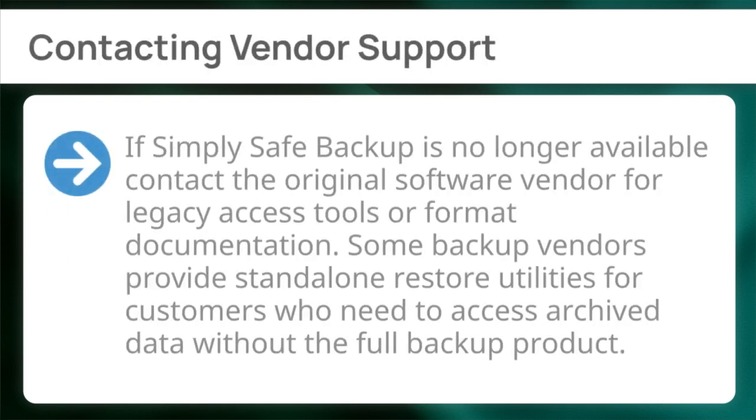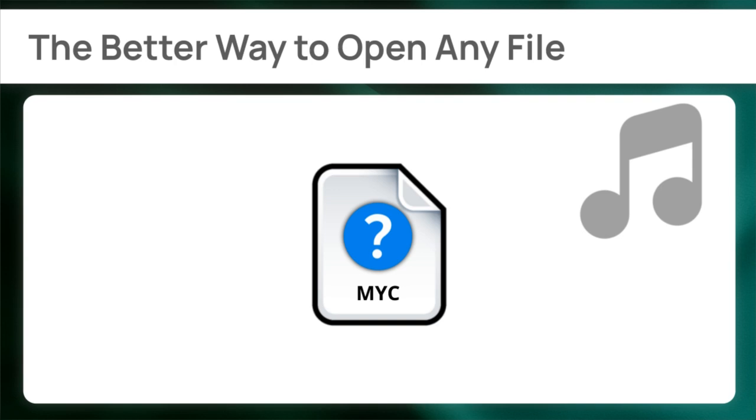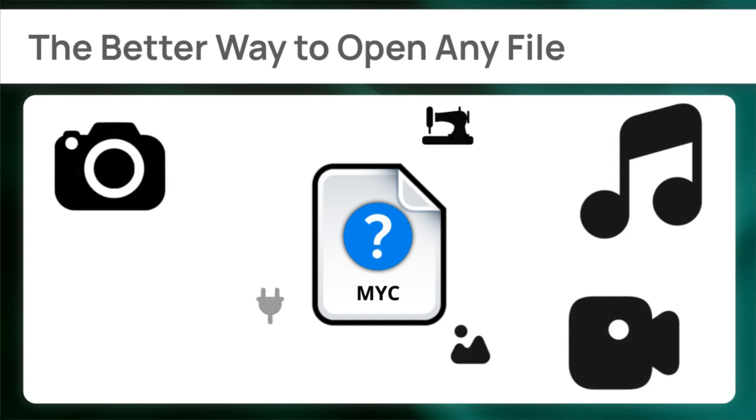Finally, contacting vendor support. If Simply Safe Backup is no longer available, contact the original software vendor for legacy access tools or format documentation. Some backup vendors provide standalone restore utilities for customers who need to access archived data without the full backup product. If compatibility checks failed, it is likely because the file extension name is shared by different developers for unrelated formats, causing your PC to use the wrong reading language.